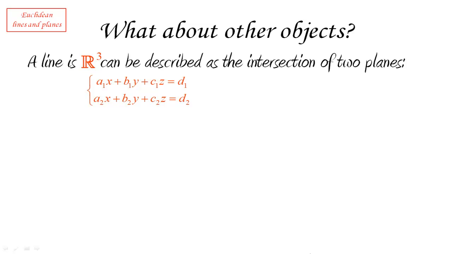Now, notice one thing. In this system, we have three variables, okay? And we have only two equations, right? So that means that we're going to end up with one free variable. That free variable is the one that is going to be scanning the line and therefore defining the line. Okay, so we're going to use this idea to figure out another way to describe k-dimensional objects.